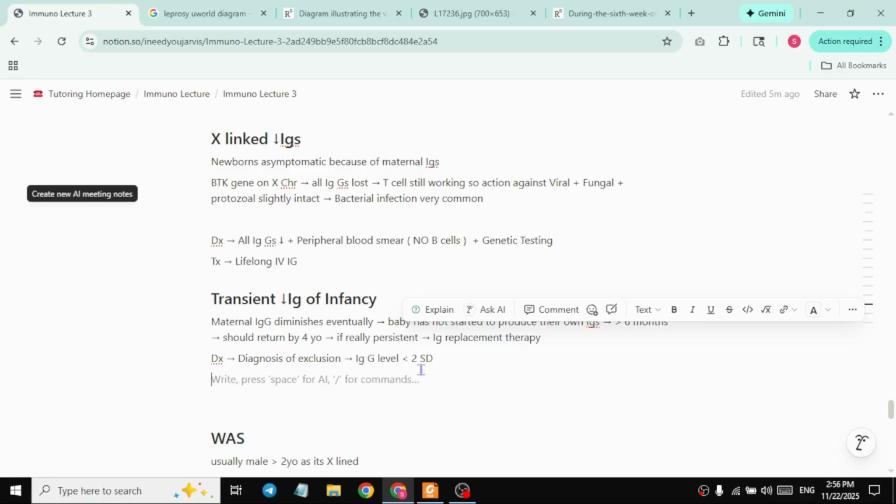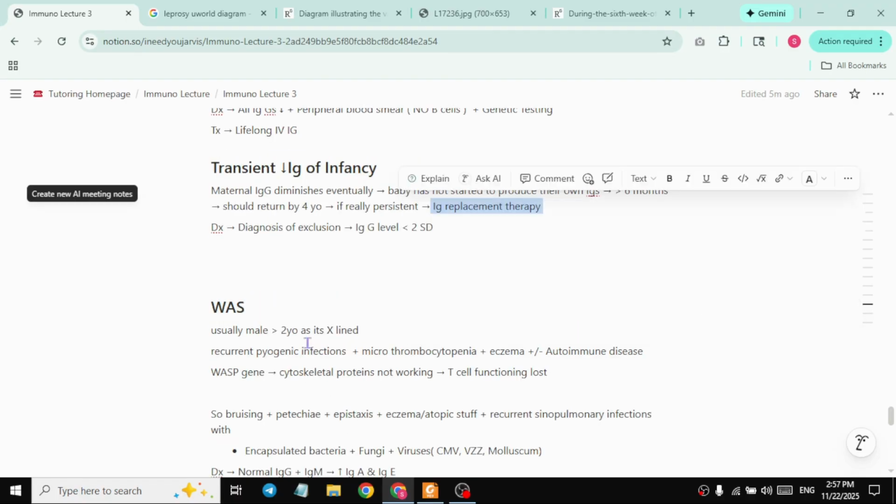If it's not there, usually you just keep this and classify them as like some sort of immune deficiency. Okay. And then how are you going to treat these guys? IG replacement therapy, but usually you wait it out. The treatment is waited out. Okay. The thing is, this is a diagnosis of exclusion. So you have to do every workup you can, and then you can arrive at transient low immunoglobulins of infancy.